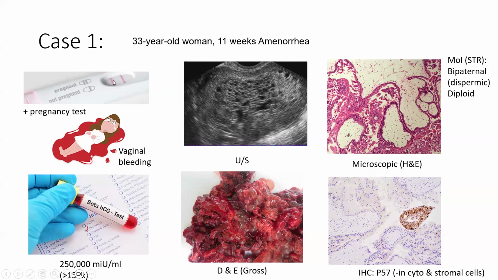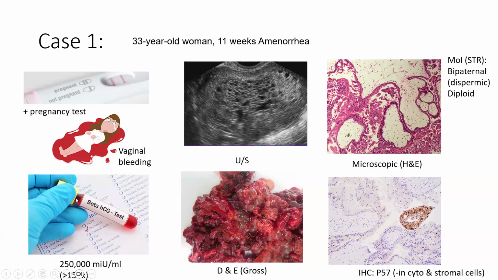She did the pregnancy test, and it gave her 2 nice pink lines, so she thought she was pregnant, but unfortunately she had vaginal bleeding. So she went to her obstetrician, and he ordered the beta HCG. Actually, it was massive. It's like 250K mIU per mL.